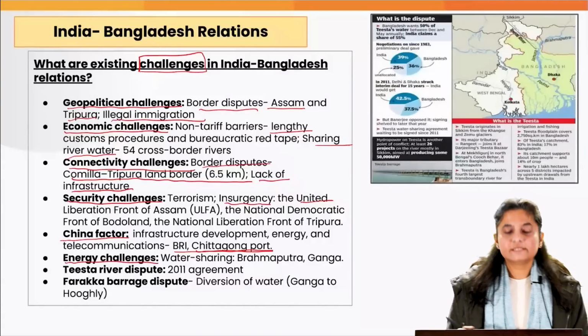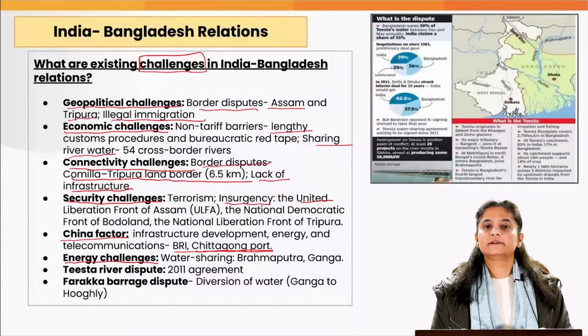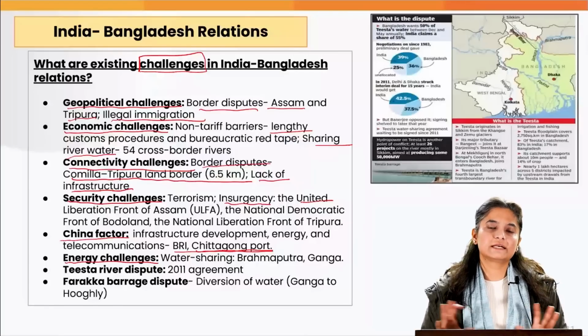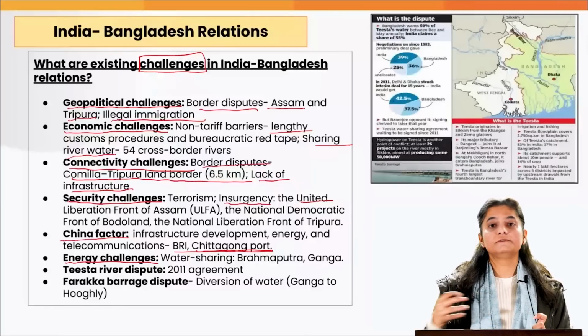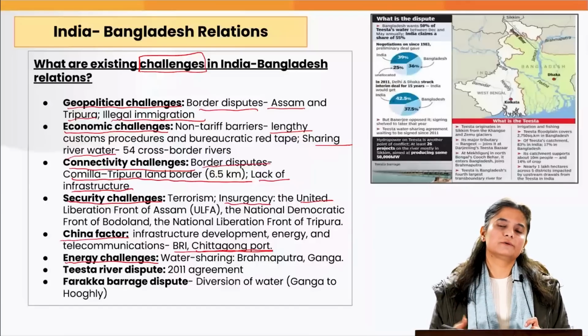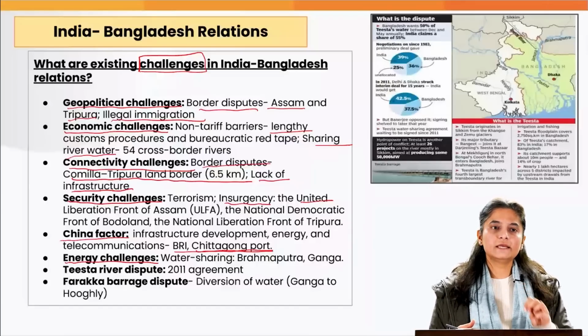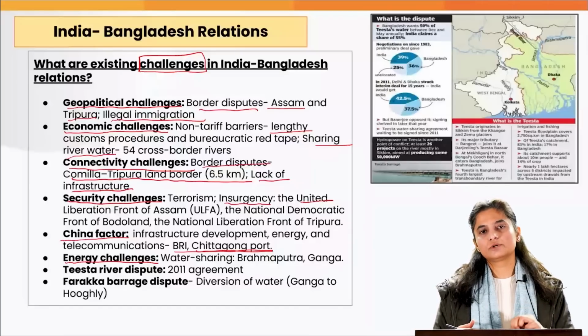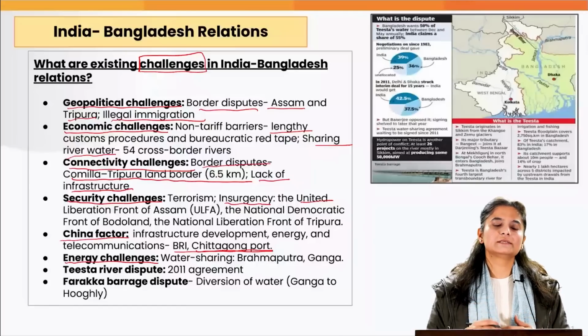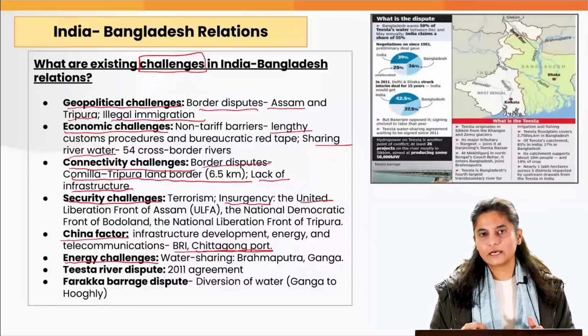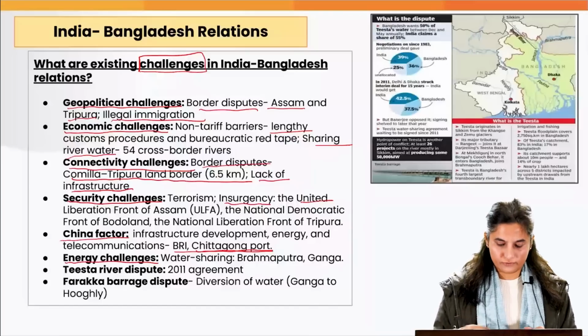Then there are energy challenges and water sharing disputes. Like I said, unless we settle our boundaries and the sharing of waters across the 54 cross-border rivers that India and Bangladesh have, energy generation from these rivers remains questionable. Or also, if some of them are operating, they always run into legal hurdles and create diplomatic issues too.